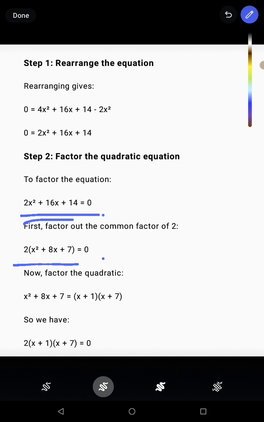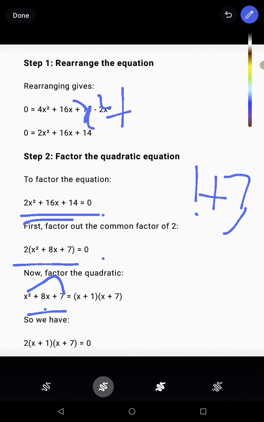Then the next thing, we need to factorize this part. So factorizing it, by quadratic, take the product of these two. That's 7x squared. Factors of 7, that is 1 and 7. So you add them, you get 8. By addition, you get the sum. By multiplication, you get the product. So that will be x squared plus 1x plus 7x plus 7.